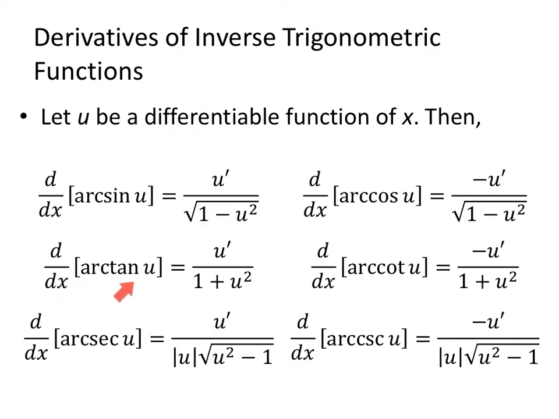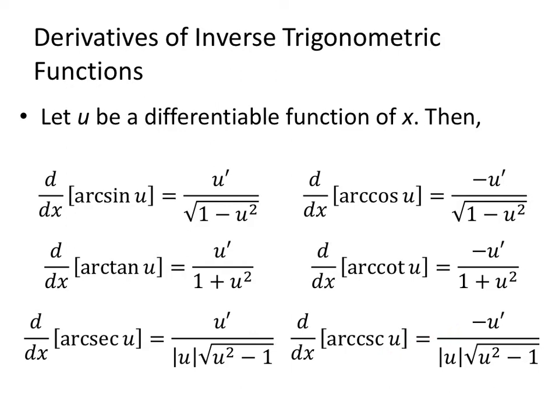The derivative of arc tangent of u is the derivative of u over 1 plus u squared. Notice once again, the derivative of the inverse cotangent is just the opposite, in terms of negative u prime over 1 plus u squared. The derivative of the arc secant of u is u prime over the absolute value of u, square root of u squared minus 1, and the arc cosecant is the opposite, the negative of that.